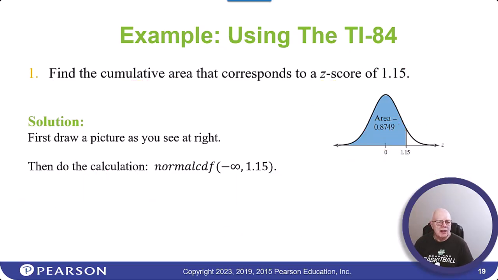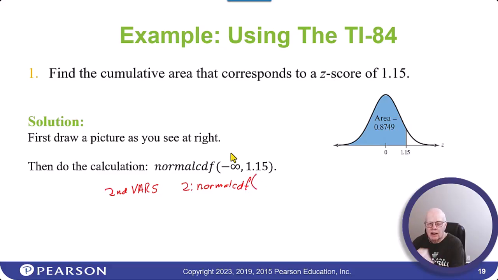So we want this normal CDF. So let's start almost at the center. I'm going to go to second bars to get to the distribution menu. I'll pick up number 2, which is normal CDF. Now, what do I put in? Well, negative infinity, you have a couple of options.